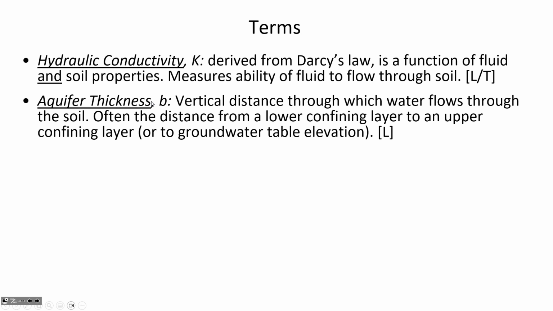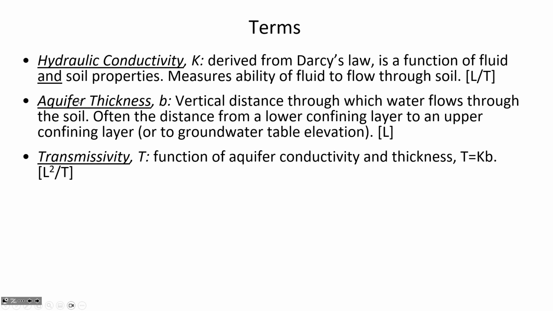The thickness of the aquifer is the distance vertically from the bottom confining layer up to the water surface. And in some cases, it's a distance between two confining layers. If we have a confined aquifer, and we'll distinguish today between unconfined and confined aquifers because we have different equations that we use to relate flow rate and drawdowns in those two different types of aquifers.